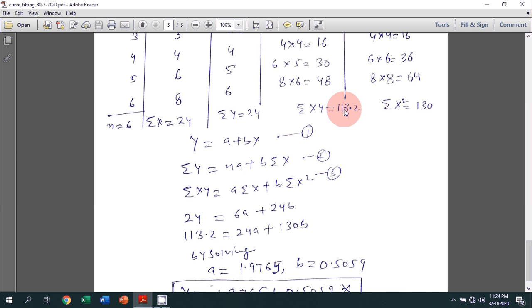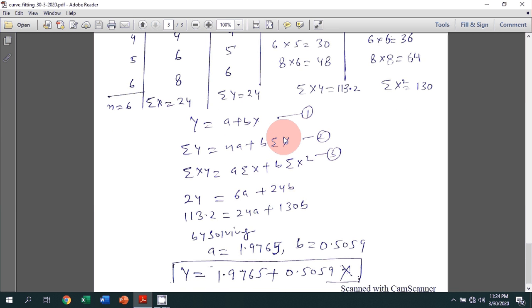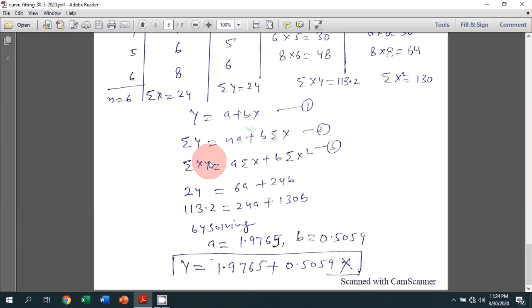Students, as we know the equation of a straight line curve is y = a + bx, and to find the values of a and b we use these two supporting equations: Σy = na + bΣx, and Σxy = aΣx + bΣx². Put the values of Σx, Σy, Σxy and Σx² in equations 2 and 3. Then we get these equations: 24 = 6a + 24b, and 113.2 = 24a + 130b.